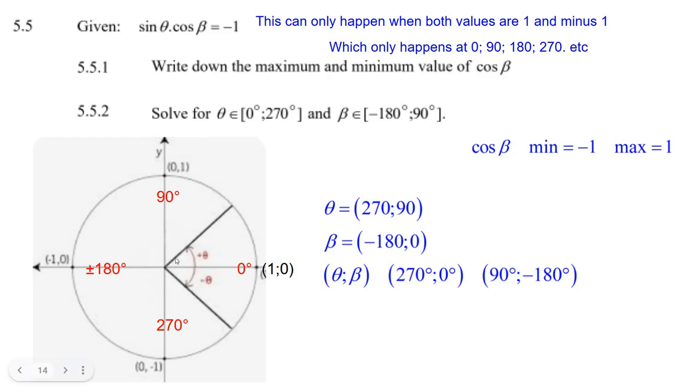And you can look at the answers from the unit circle. And if you realize it's got to be combinations of 1 and -1, you can just read the answers off the unit circle. And there they are, the combinations of theta and beta that will make it equal to -1. A little bit tricky and strange, but there's the answers.